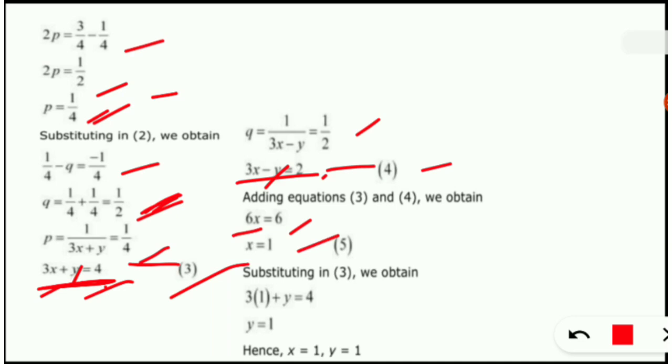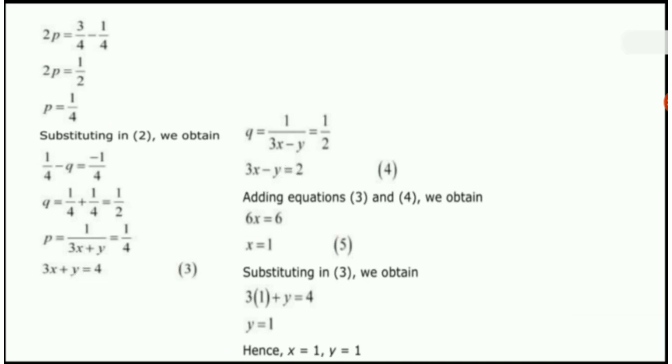So x equals 1, and substituting in equation 3, we put x equal to 1. So 3 into 1 plus y equals 4, so y equals 1. So x equals 1 and y equals 1 will be the answer. Clear? Now students, I think everything is clear. I hope all of you understood the things.